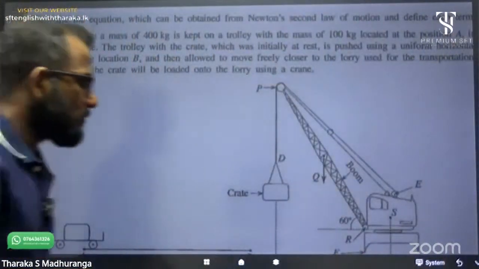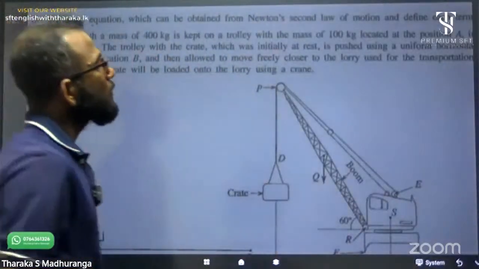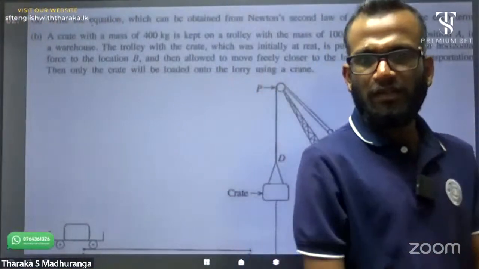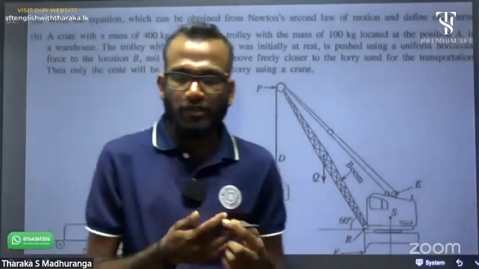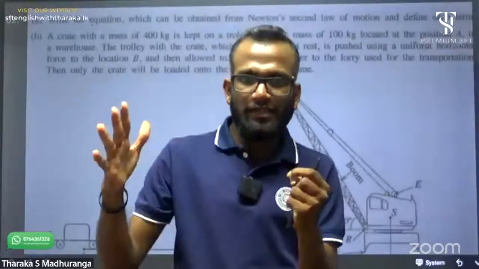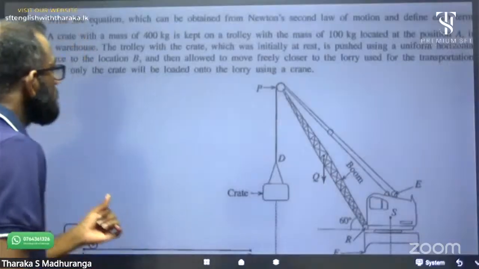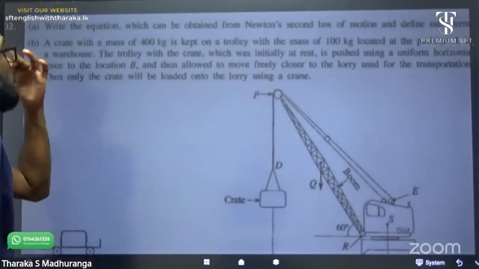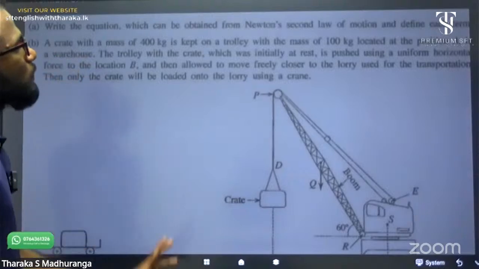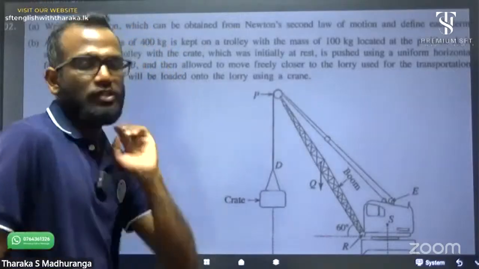Start 9:20. Okay, quickly complete this question. It's a simple question. It's a combined question: force, work, energy, power and rotational motion questions as well. Write the equation which can be obtained from Newton's second law of motion and define each term.